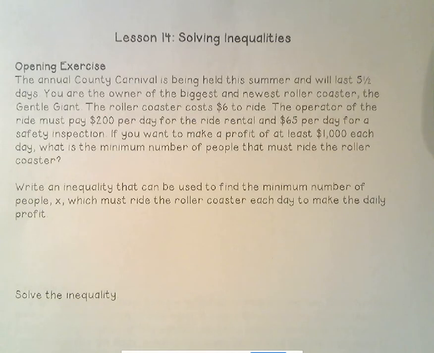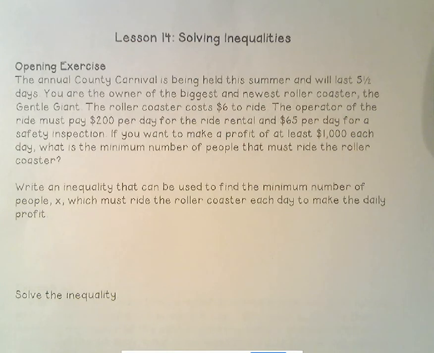The annual county carnival is being held this summer and will last 5.5 days. You are the owner of the biggest and newest roller coaster, the Gentle Giant. The roller coaster costs $6 to ride. The operator of the ride must pay $200 per day for the ride rental and $65 per day for a safety inspection. If you want to make a profit of at least $1,000 each day, what is the minimum number of people that must ride the roller coaster? Write an inequality that can be used to find the minimum number of people x which must ride the roller coaster each day to make the daily profit.